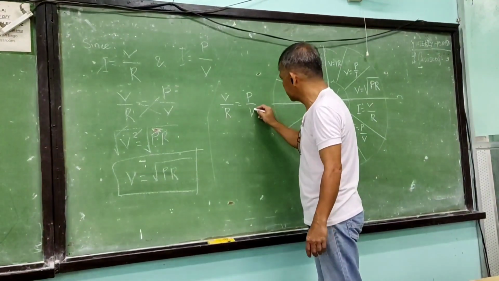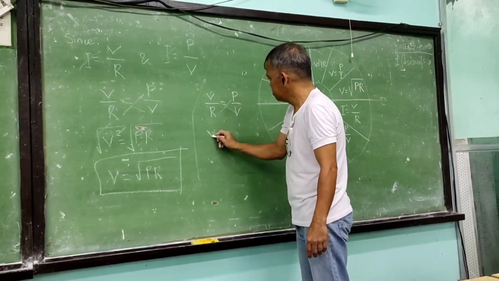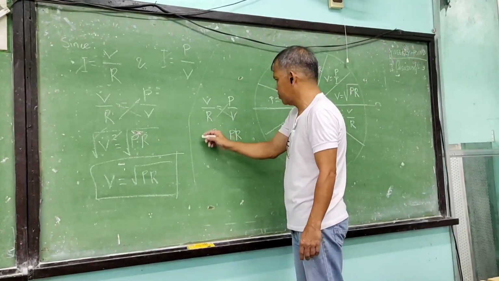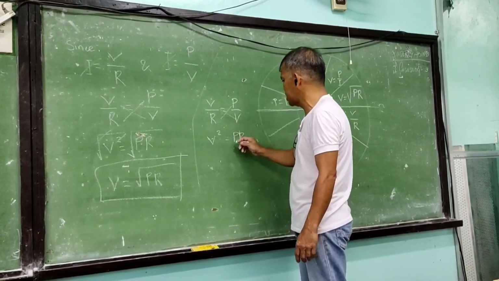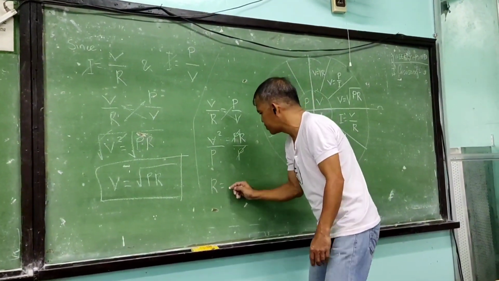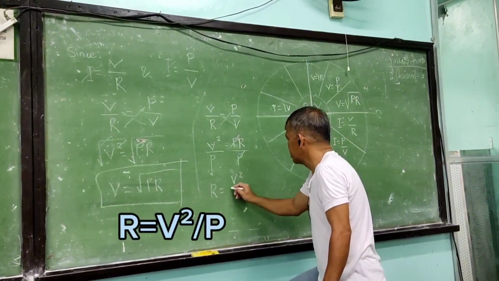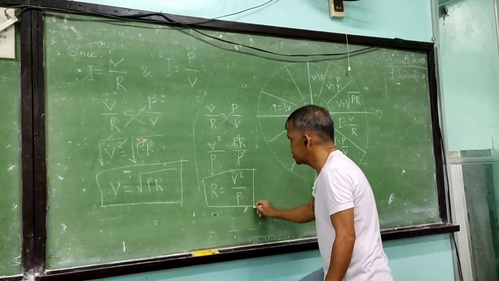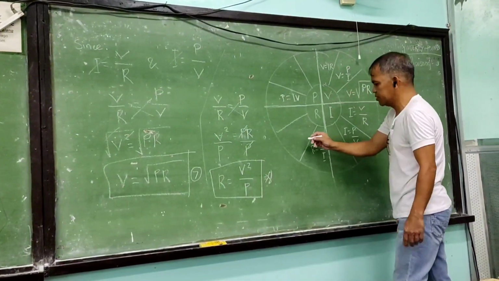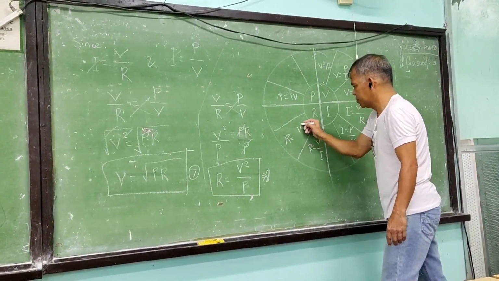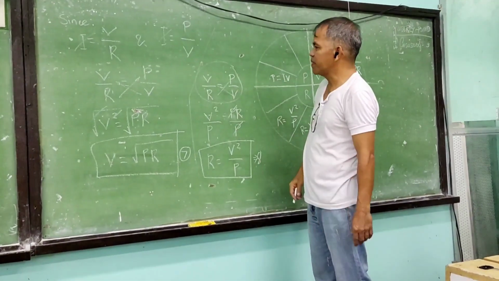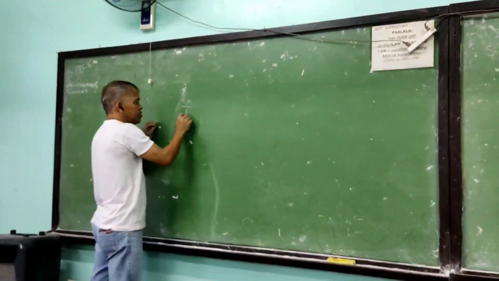Again, when we cross multiply, let's do it again. Cross multiply: V squared is equivalent to PR. This time we will not take the square root of both sides, but we will divide both sides by P in order to get the value of R. R therefore is equivalent to V squared over P. This is the eighth formula. R is equivalent to V squared over P.